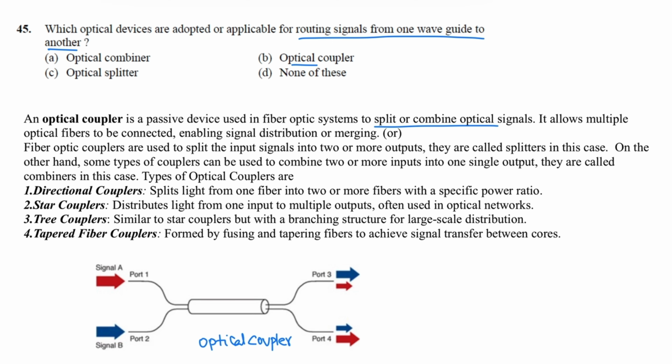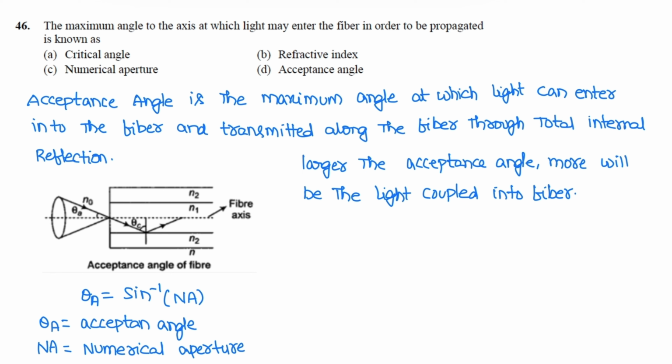Next question. The maximum angle to the axis at which a light ray may enter the fiber in order to be propagated is known as? So the correct answer is acceptance angle. Acceptance angle is the maximum angle at which light can enter the fiber and be transmitted along the fiber through total internal reflection. So the larger the acceptance angle, the more light will be coupled into the fiber. The relation between acceptance angle and numerical aperture is that numerical aperture is equal to the sine of the acceptance angle.